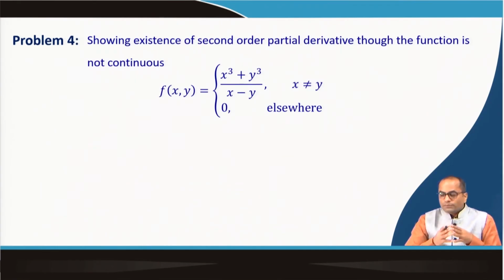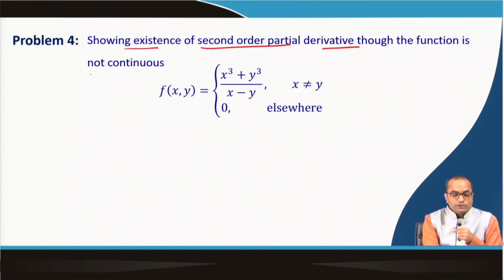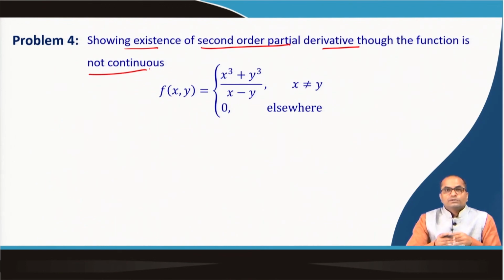So, this is the last problem we will discuss in this lecture. Here we will show the existence of second order partial derivatives though the function is not continuous. That is also an interesting example, where we have already discussed the connection between continuity and partial derivatives, and in general there was no connection as such. But here also we will observe that in fact this function is not continuous and the second order partial derivatives exist. So, not only the first order, but also the second order partial derivatives exist.